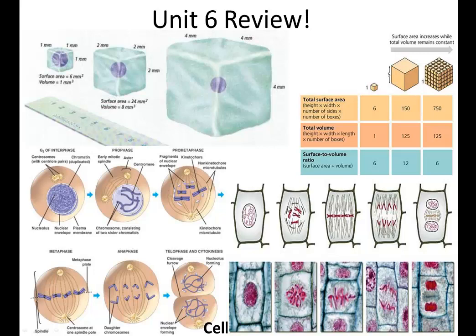The nuclear envelope breaks down. They line up for metaphase. They get pulled apart in anaphase. And then when we get to telophase, chromosomes start to dissolve again back into chromatin. We get a cell plate starting at the center. It can't pinch in because there's a cell wall.